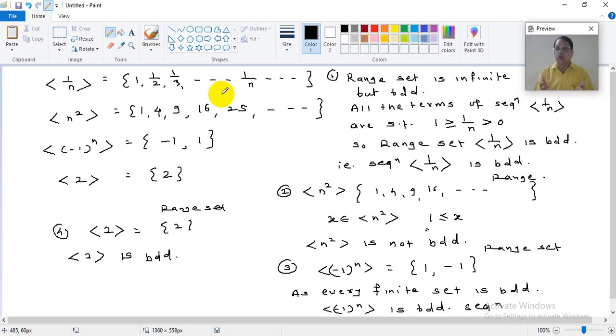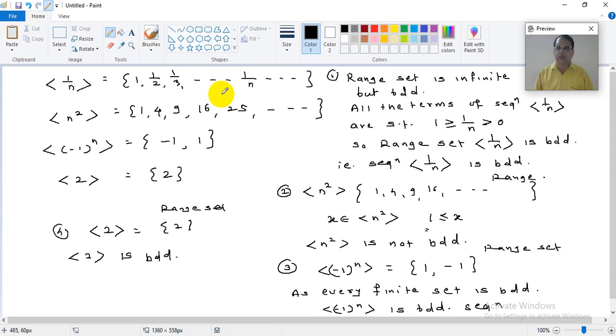Closed interval 0 1 is an infinite set. How many elements are there between 0 and 1? Infinitely many real numbers are there. So it is an infinite set, but it is bounded because 0 is its lower bound, 1 is its upper bound.